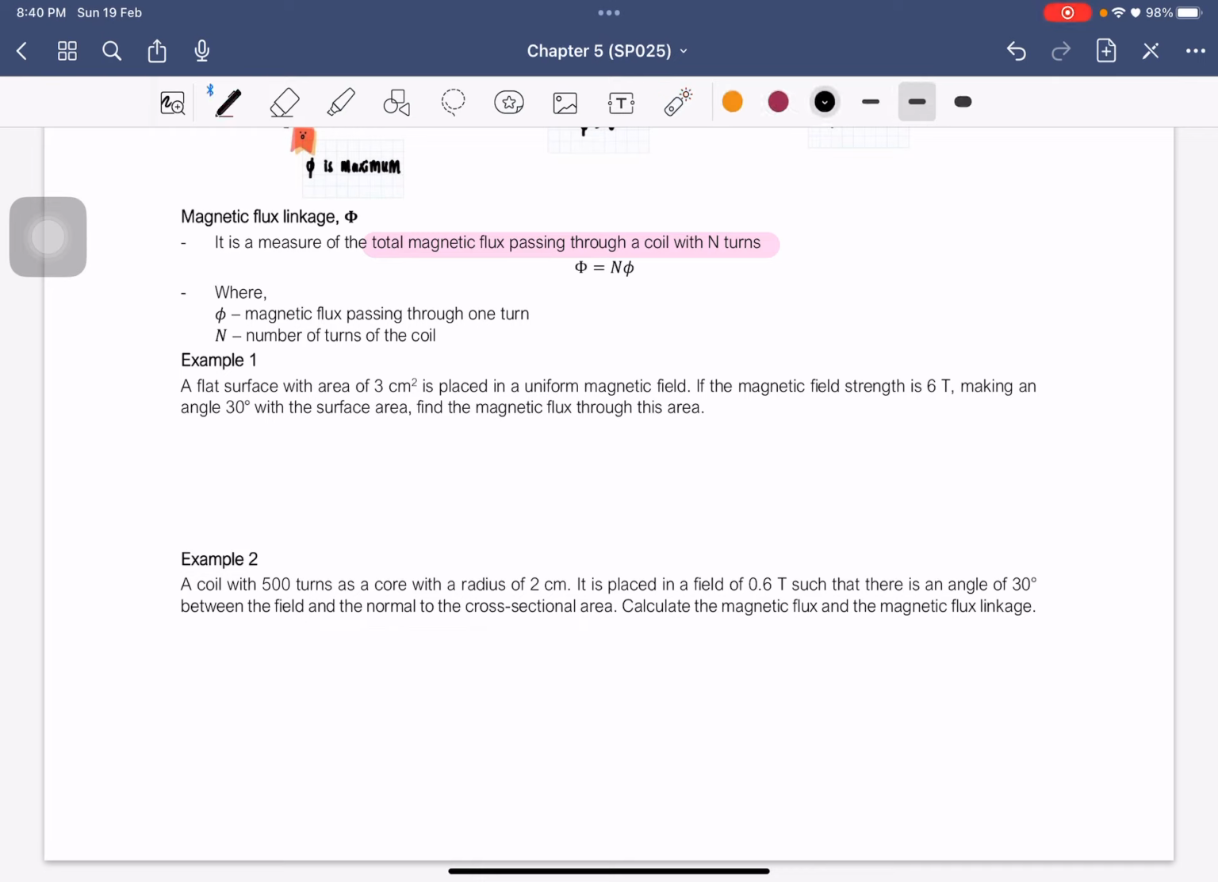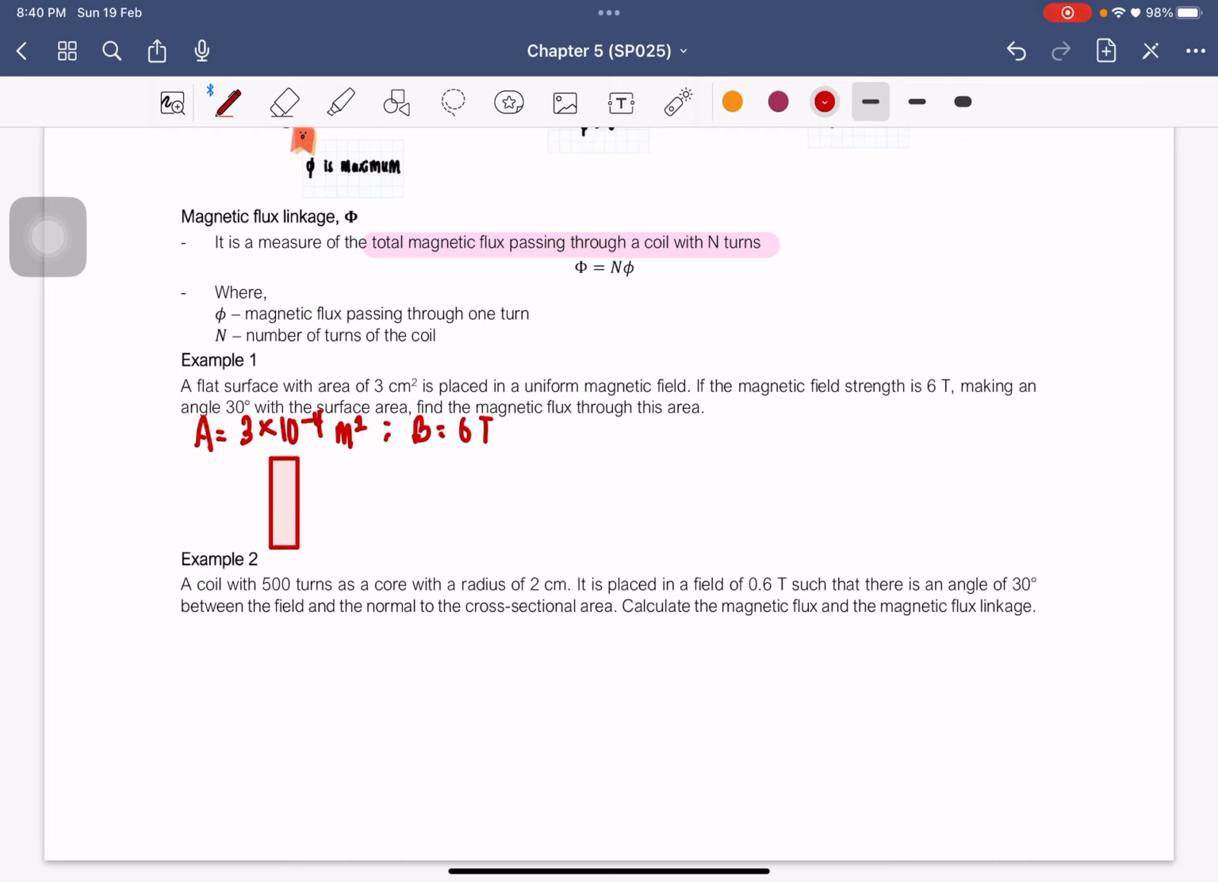Okay, let's look at example number 1. Alright, so given is the area, which is, I think I should make this a bit smaller. So area is given as 3 centimeters square, so that is to the power of negative 4 square. And then if the magnetic field strength is 6 Tesla, so that is B, yeah? The symbol is B, and then making an angle 30 degree with the surface area. So for example, let us draw this.